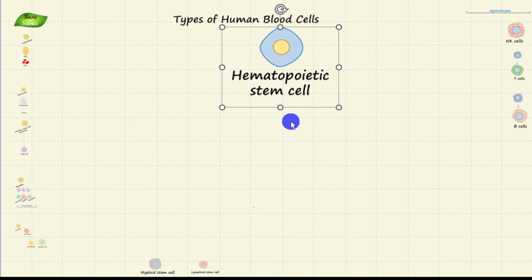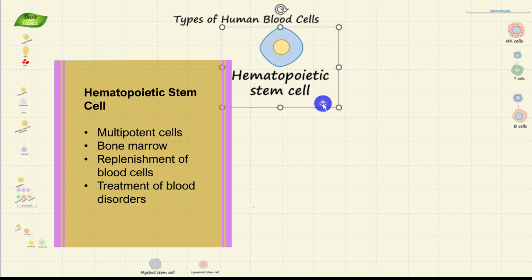Hematopoietic stem cells, they are also known as HSCs. They are multipotent cells, and primarily they are present in the bone marrow of the human body. And because of that, they have the ability to self-renew themselves. They can maintain and differentiate all different types of blood cells that are present in our body. And I'll show you how this is done. They are very important for the maintenance of the population of the blood cells.